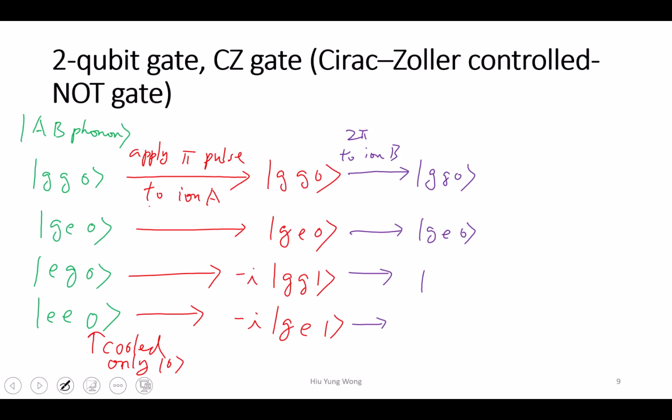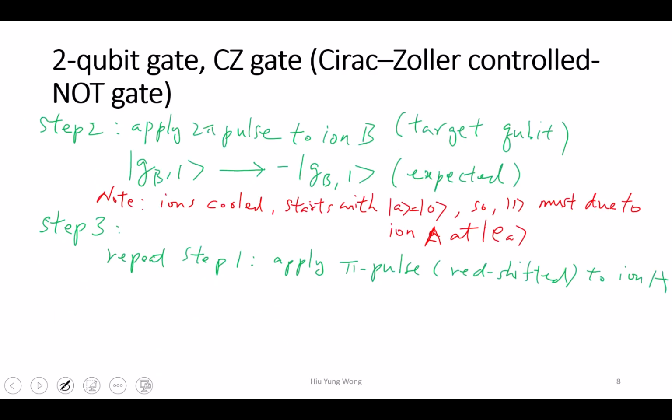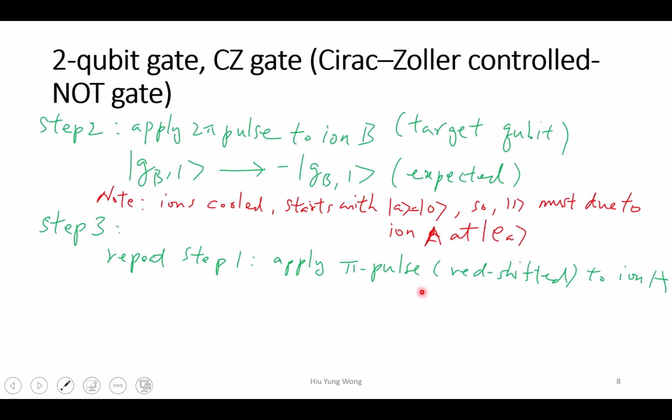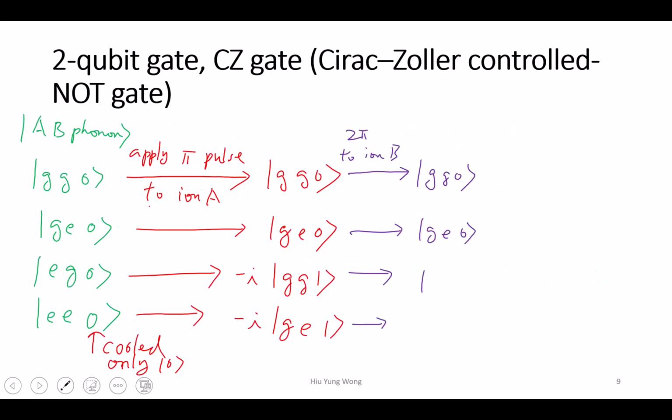I think I said something wrong earlier. No, I'm right. You said negative, right? Because this is G1. G1 becomes negative G1, right? So it becomes i GG1, because negative 1 times negative i. How about the last one? The same, because it's the excited state with 1 phonon, so nothing changed. So it's negative i GE1.